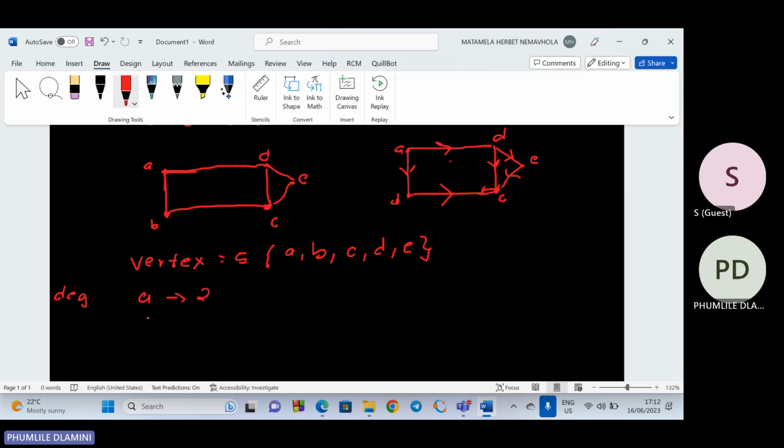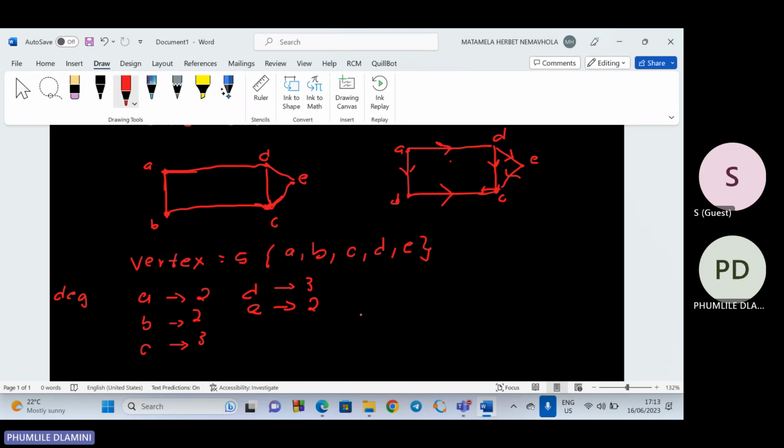If we go to B, the degree of vertex B is also 2. When we go to C, the lines composed in C are 1, 2, and 3, so the degree is 3. The degree of vertex D is also 3. But when we go to E, the degree of vertex E is only 2.